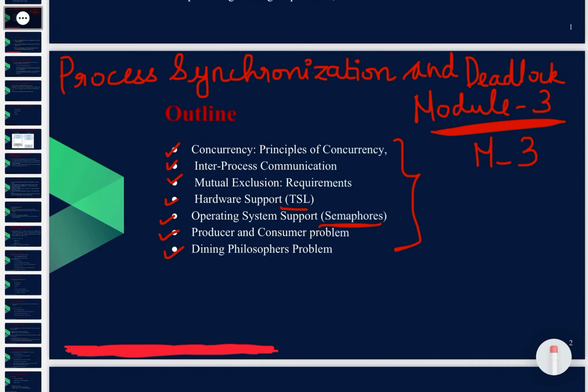So module number 3 is process synchronization and deadlocks. What are we going to learn under this? Concurrency, that is the principle of concurrency. Then we are going to learn about inter-process communication, mutual exclusion requirements, hardware support, operating system support, that is the semaphores, producer and consumer problem, and the dining philosopher's problem.